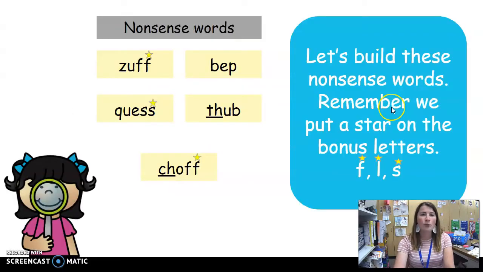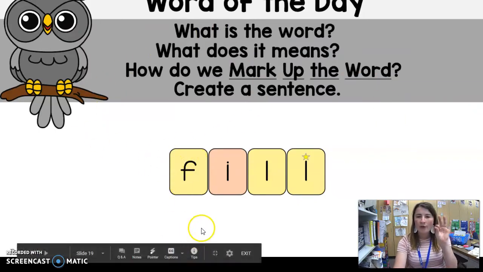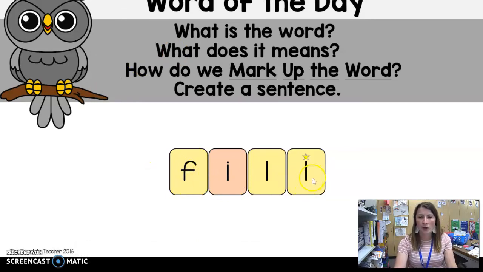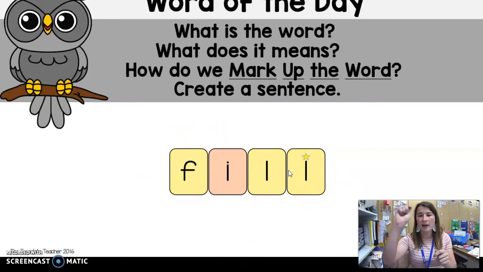All right, this is our word of the day. What is the word? Let's look at it. Let's tap it out. Here we go. Fill. Oh, look, I have another L. It's a bonus letter. I put a star on it. What does the word fill mean? Pause the video and talk to who you're working with. What does fill mean? If you had water and you put it in the cup, you filled your cup up. So fill is to put something in it.